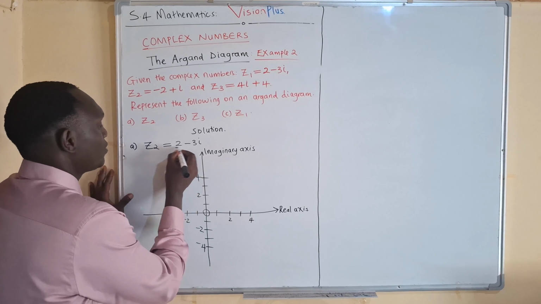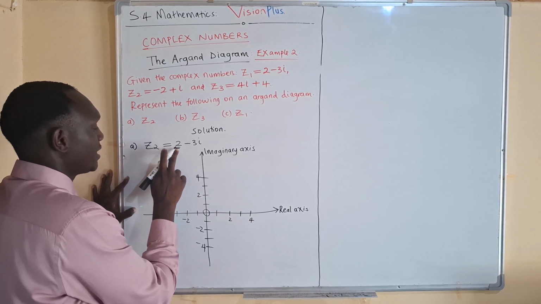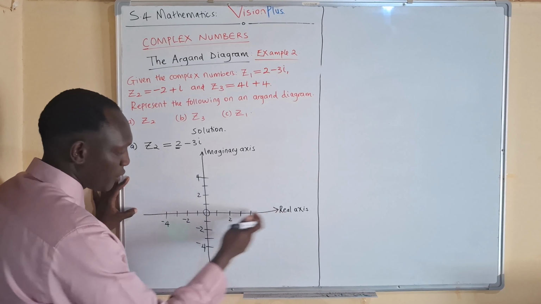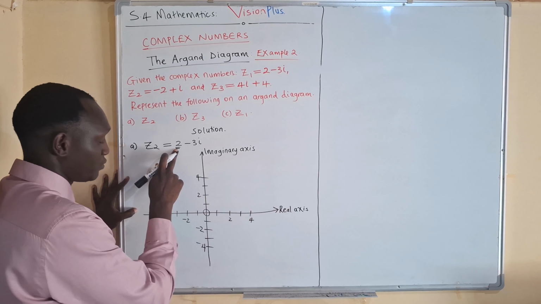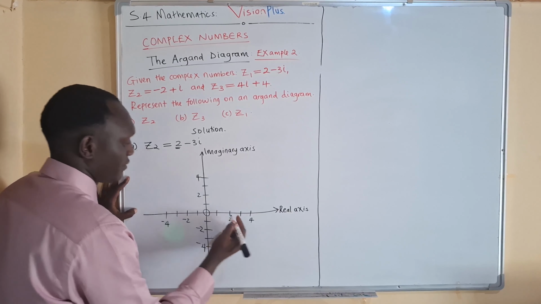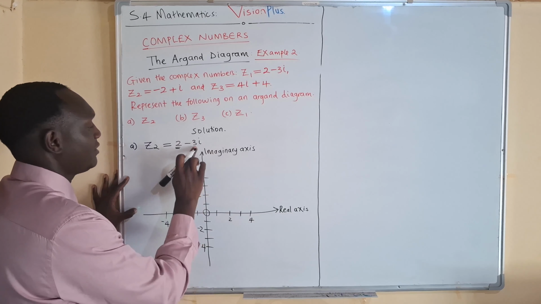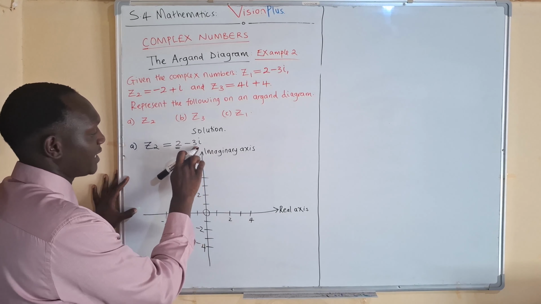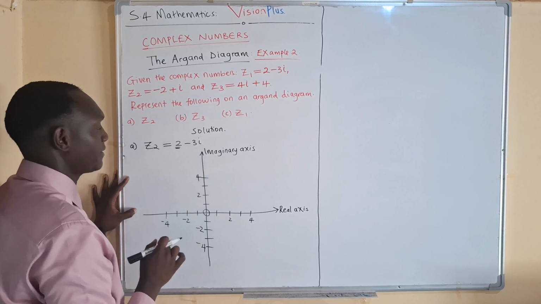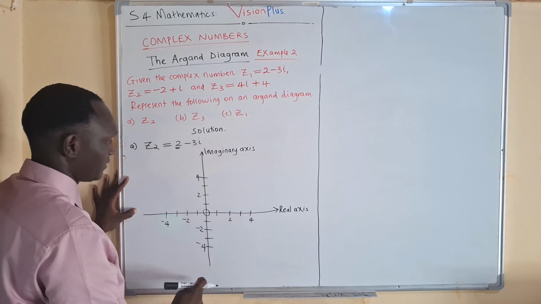Remember, this 2 is the real part. It is not containing i. So the real part lies on the real axis. You just look for positive 2 on the real axis, not negative 2. It is here. And then you go to the imaginary axis, which is the vertical line, and look for negative 3. This negative 3i, the coefficient of i, is negative 3. So on the vertical axis, look for negative 3.